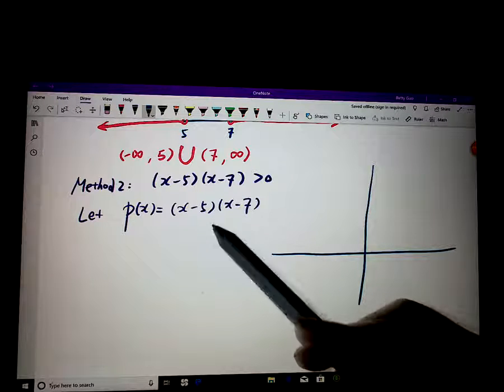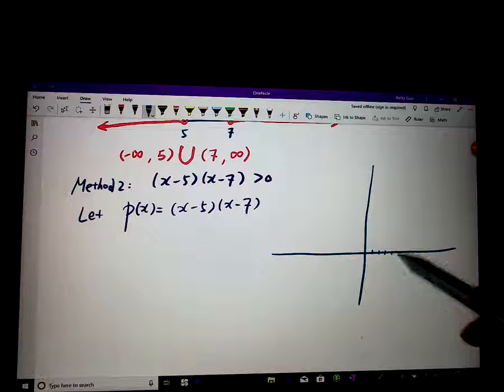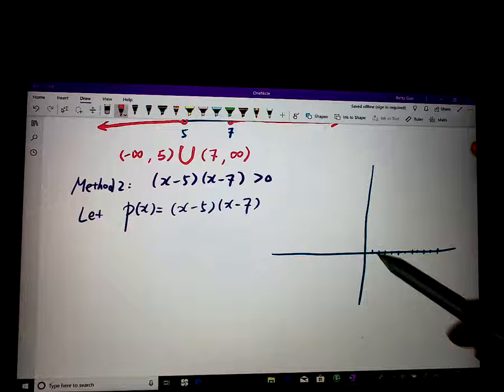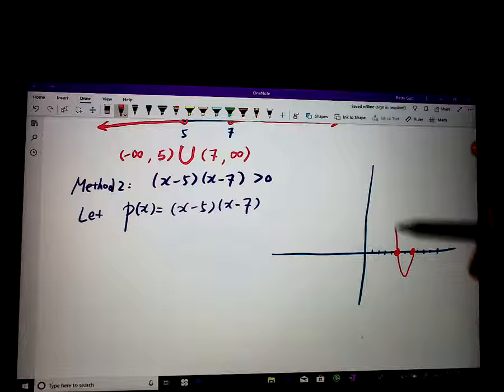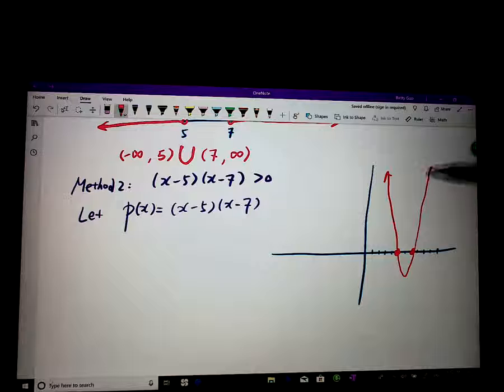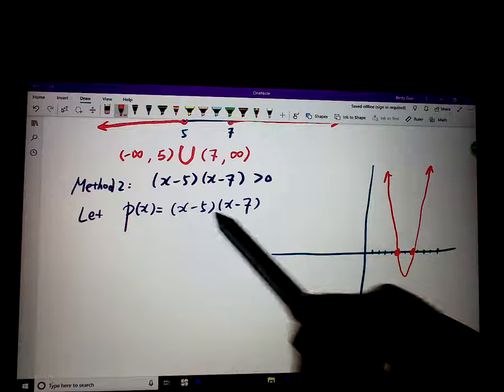The first intercept is (5, 0). 1, 2, 3, 4, 5. The second x-intercept is (7, 0), 6, 7. This is pretty thin, pretty narrow. So this is (5, 0), 1, 2, 3, 4, 5. This is (7, 0). You can find the vertex. And I know the parabola is going to open up. Suppose the vertex is here. If we draw the parabola, it looks like this. That's the graph of this quadratic function.